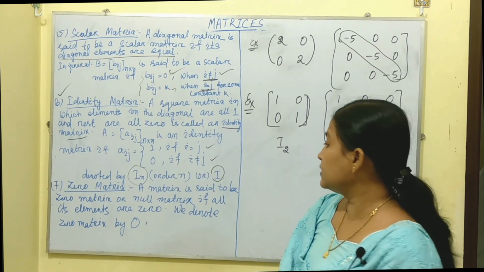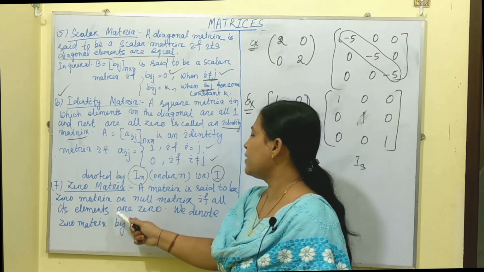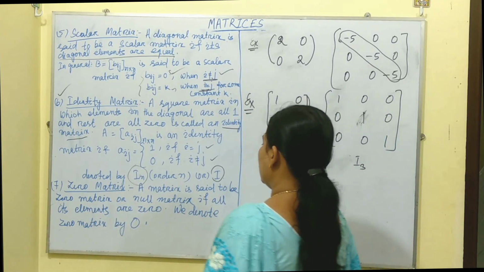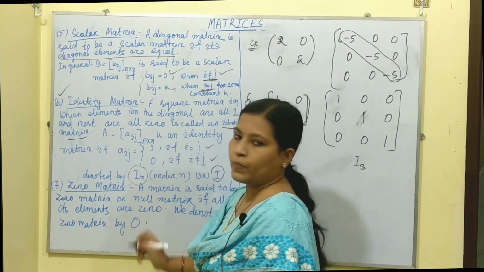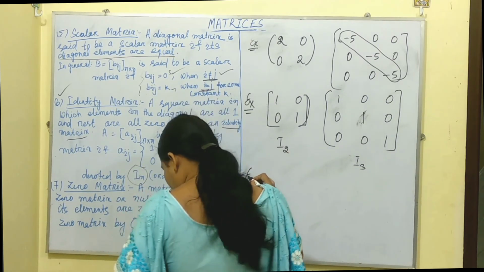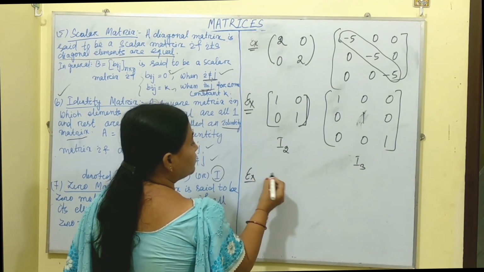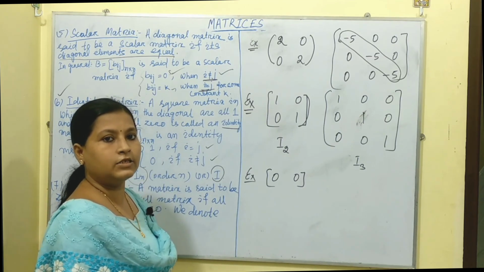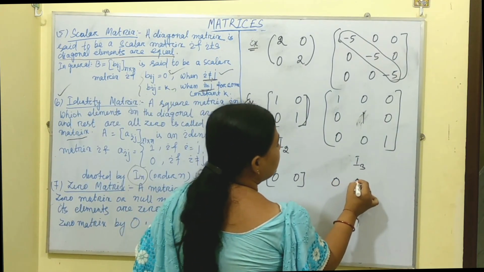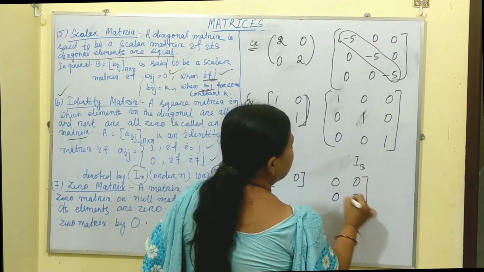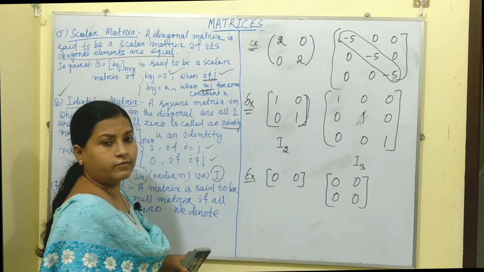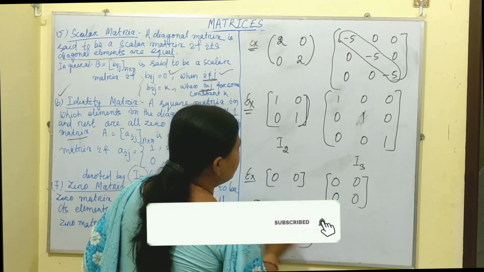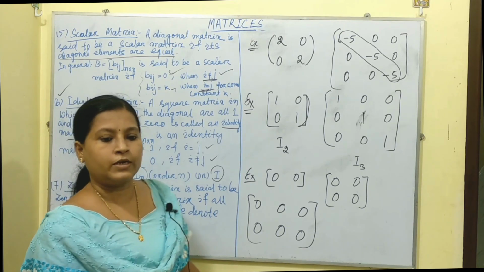Next we will start zero matrix. What is a zero matrix? A matrix is said to be zero matrix or null matrix if all its elements are 0, and it is denoted by O. Okay, so for example, 0 0, all the elements of this matrix are 0, so this is a zero matrix. This is also an example of zero matrix. This is also called a zero matrix.